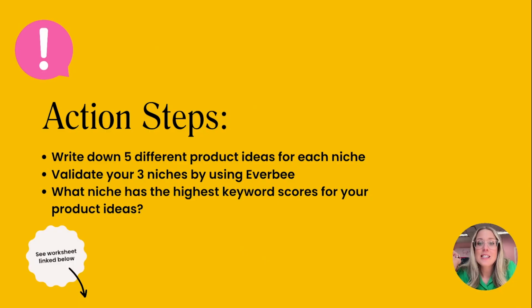For now, your action step is to write down 5 different product ideas for each niche. Then validate your 3 niches using Everbee. What niche has the highest keyword scores for your product ideas? See the worksheet link below.